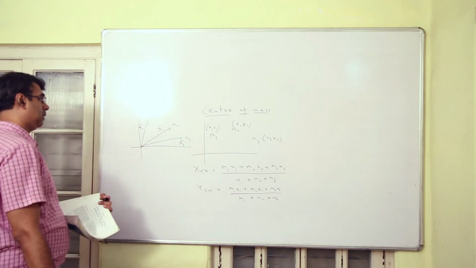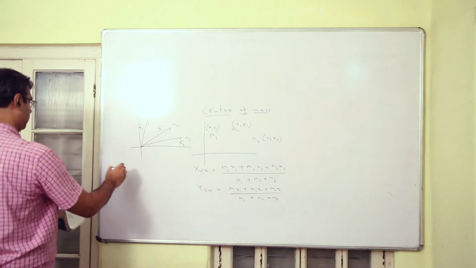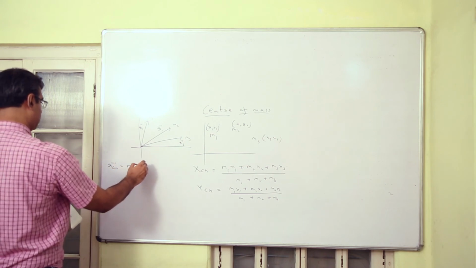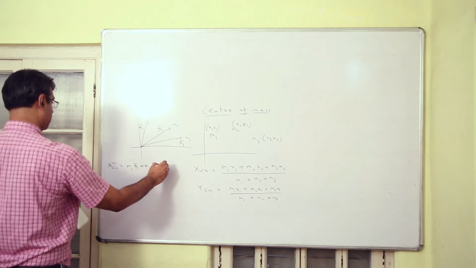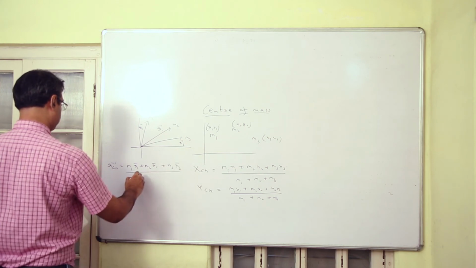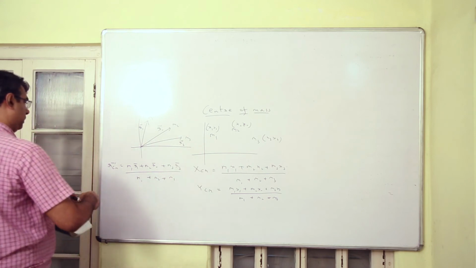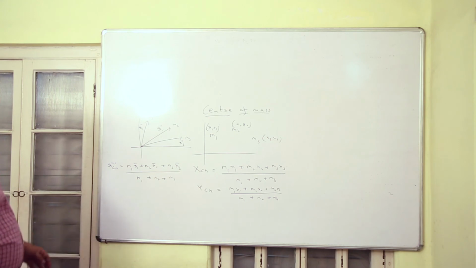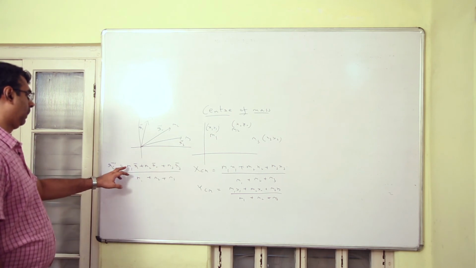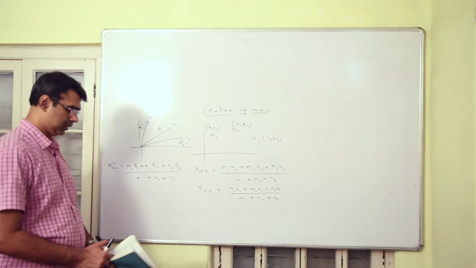So what I mean to say is that the masses are m1, m2, m3 and their position vectors are r1, r2 and r3. So in that case RCM is m1 r1 plus m2 r2 plus m3 r3 by m1 plus m2 plus m3. So in terms of position vector, the position vector of the center of mass will be m1 r1 plus m2 r2 plus m3 r3 by m1 plus m2 plus m3.